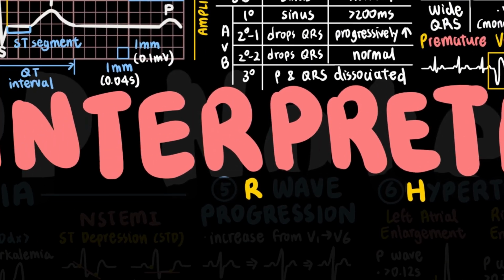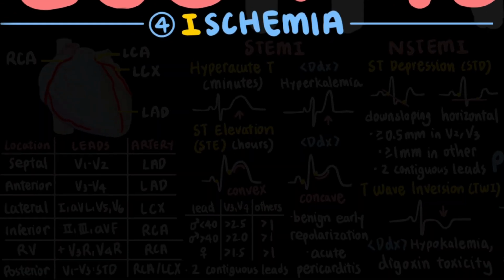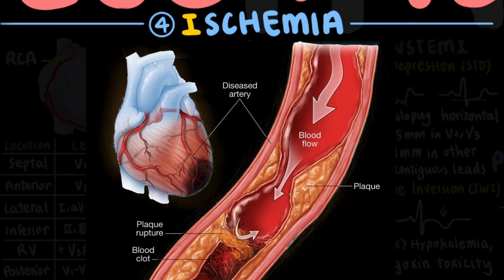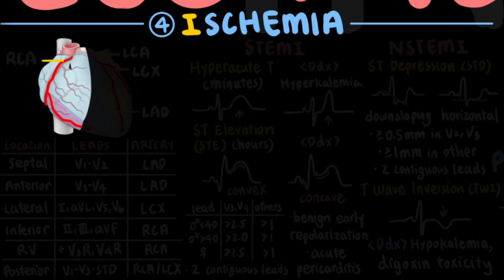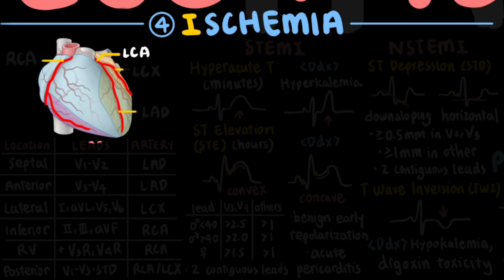The second I in our mnemonic stands for ischemia, a condition where the heart muscle isn't getting enough oxygen supply to meet its demand. Before we dive into ischemic patterns on ECG, we first need to understand the coronary arteries because they are the ones supplying oxygen to the heart.